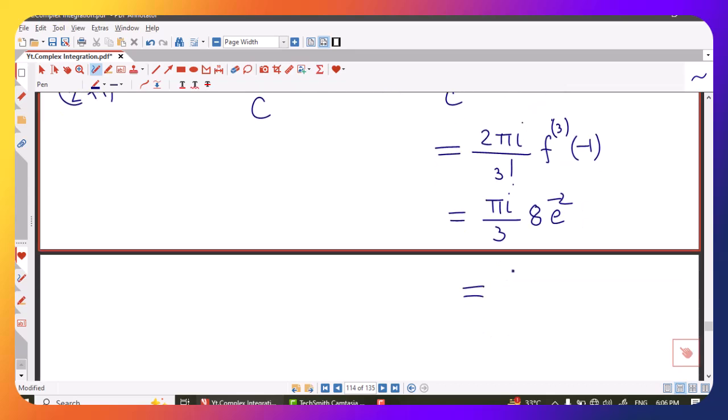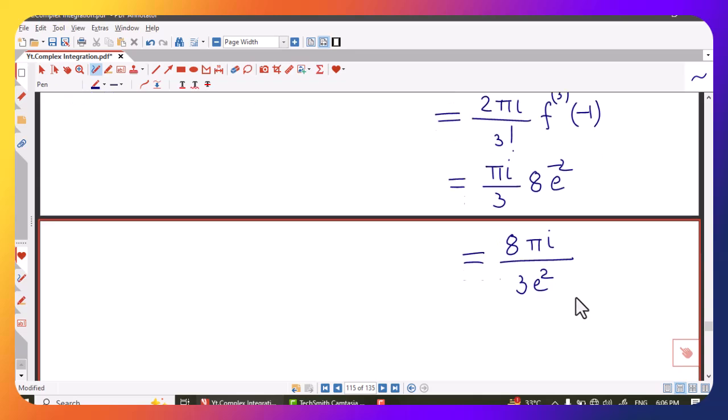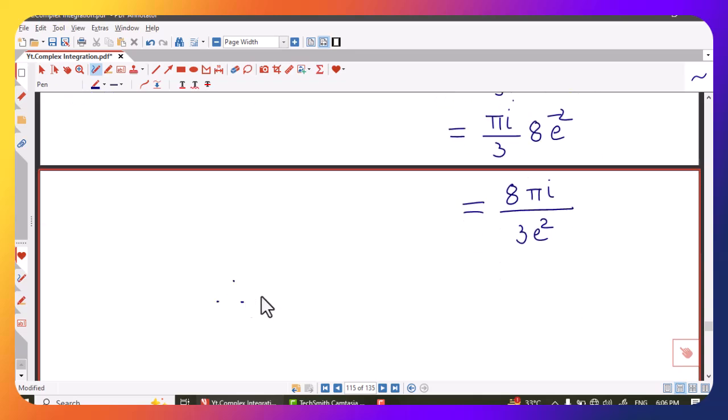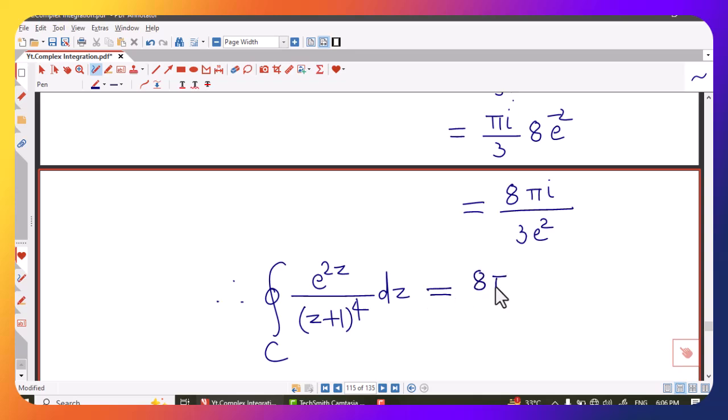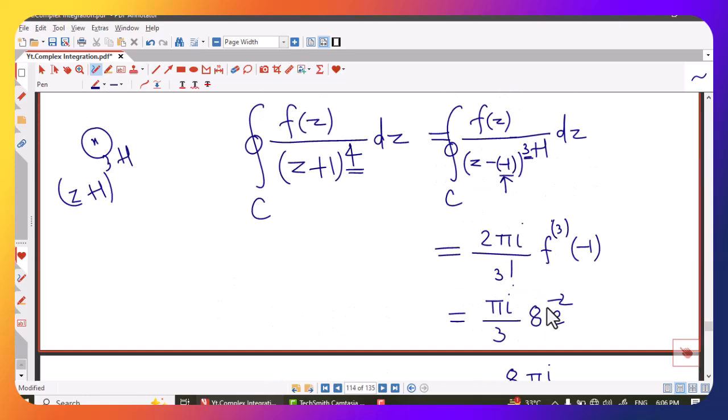So finally our answer is 8 pi I divided by 3 times e raised to minus 2 can be written as 1 divided by e square. So this is the value of given contour integral using extension of Cauchy-Integral formula. Integral of f of z, which is e raised to 2z divided by z plus 1 raised to 4, is equal to 8 pi I divided by 3 times e raised to 2.